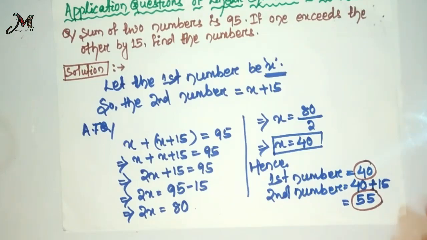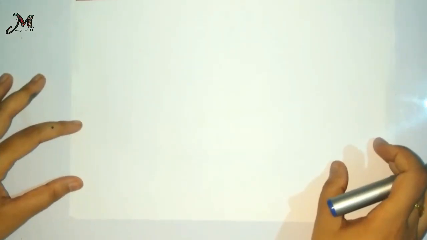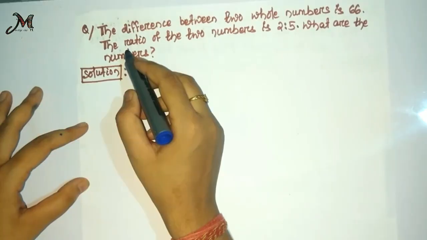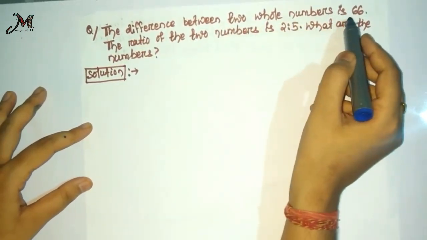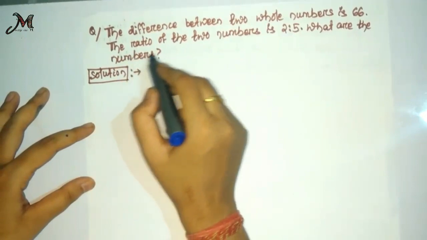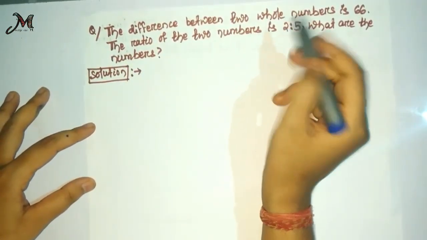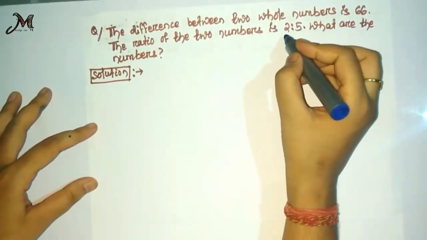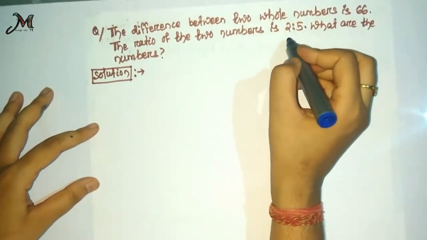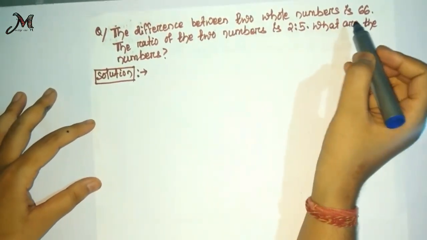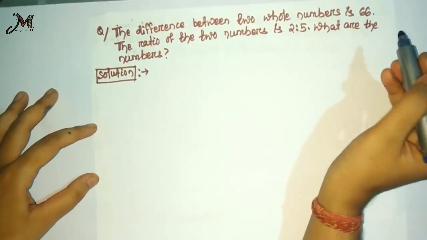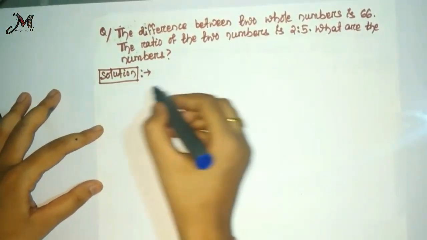Clear? Okay, now let's take another example. So what is given? The difference between two whole numbers is 66. The ratio of the two numbers is 2:5. So we have two conditions. One is the ratio between these two numbers is 2:5, and another condition is that the difference between these two numbers is 66.